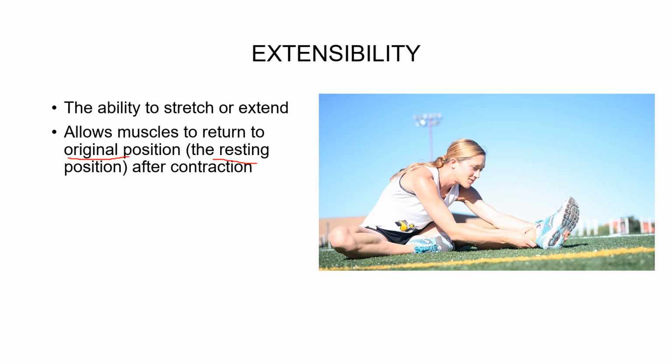So just a quick recap, 3 big characteristics of muscle. They are able to be excited or irritated by the nervous system. They're able to contract, and then they have this extensibility, this ability to stretch.